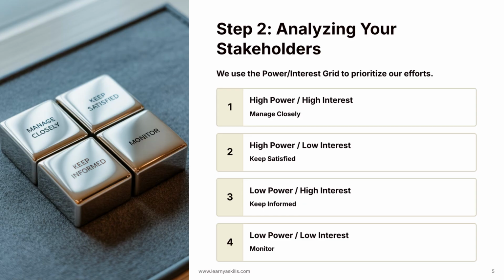For step 2, analyzing our stakeholders, we use a simple but incredibly powerful tool, the Power Interest Grid. We map each stakeholder on this grid based on two key dimensions. The vertical y-axis represents their power, their ability to influence the project's outcome. The horizontal x-axis represents their interest, how much they care about the project's success. This gives us 4 distinct quadrants.